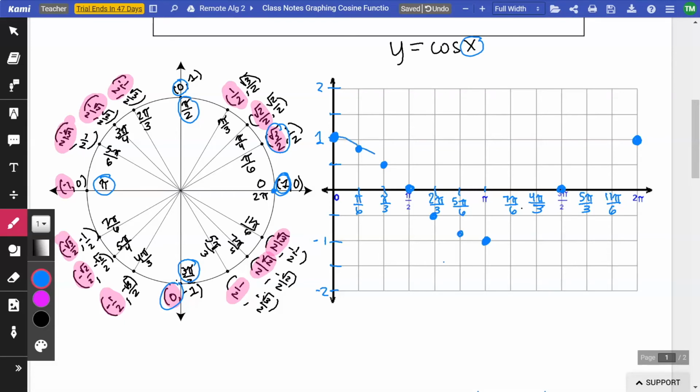So I see a curve emerging. It looks something like this. Then 7 pi over 6 is negative root 3 over 2. So again, it would be here about negative 0.866. And then 4 pi over 3 is negative 1/2. And there's our curve. 5 pi over 3 is 1/2. And then 11 pi over 6 is 0.866, or root 3 over 2. And there we go. So this is what a cosine curve looks like.